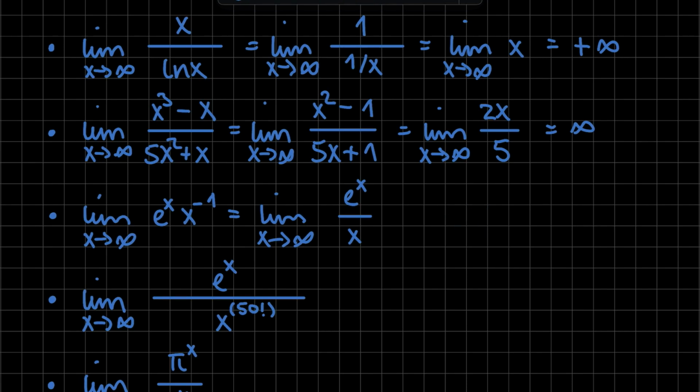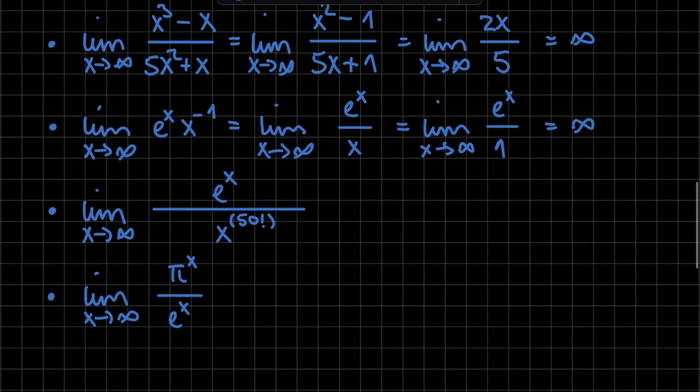So differentiating the numerator and the denominator gives us the limit as x tends to infinity of e to the x over 1. Now we can just do direct substitution. We get e to the infinity over 1. e to the infinity is just infinity, and dividing by 1 doesn't change anything, so this is just infinity. Okay, let's move on to the next one.